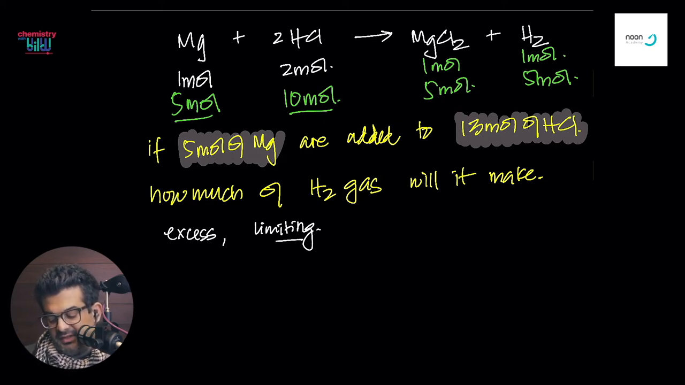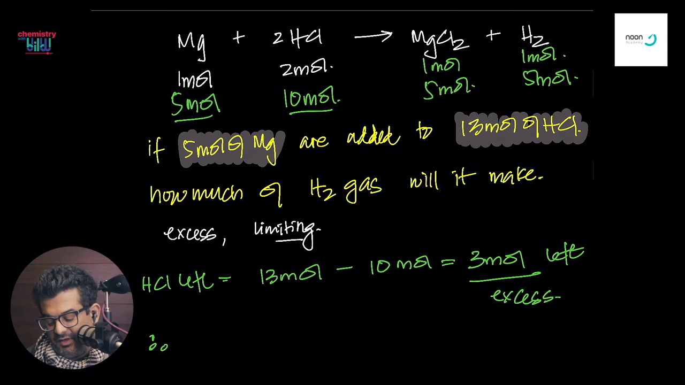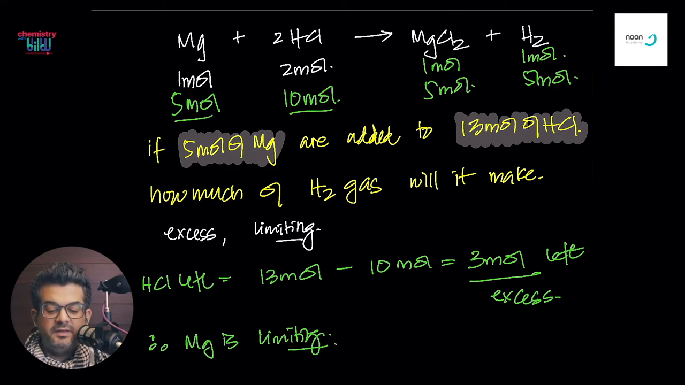So how much of HCl is left over? Look, I started with 13 moles, but I used up 10 moles. So 3 moles left over. That's the excess amount. And therefore, Mg is limiting. That's exactly what we have to do. Do you guys get this? Does everybody get this? Are you guys sorted with this?